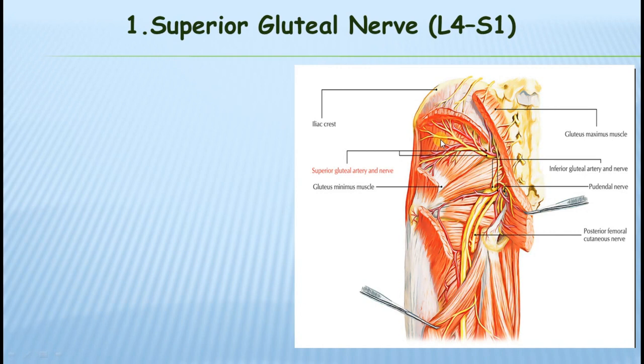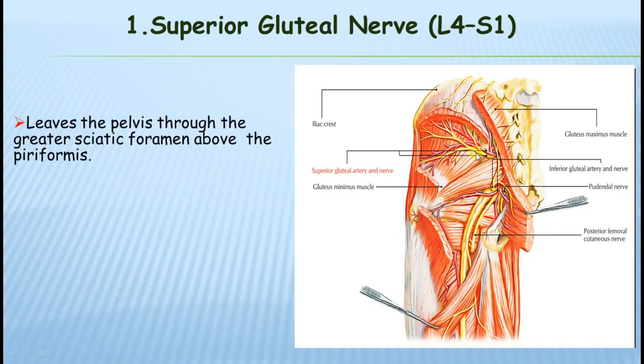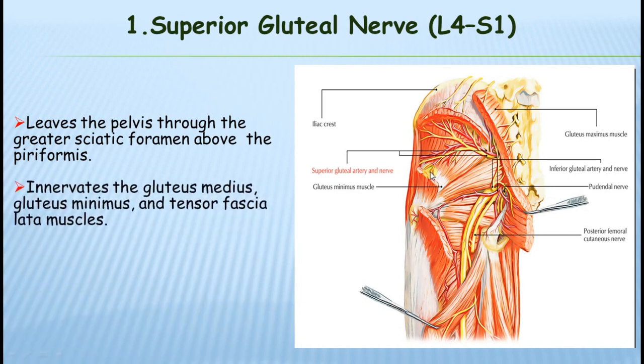So there you are able to see the superior gluteal nerve. It leaves through the greater sciatic foramen above the piriformis and supplies the gluteus medius and minimus muscles and the tensor fascia lata. So that is the superior gluteal above the piriformis.